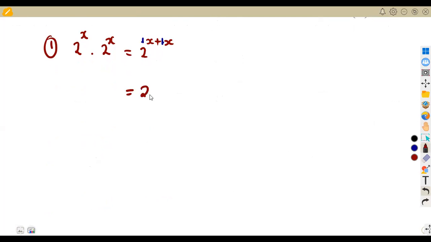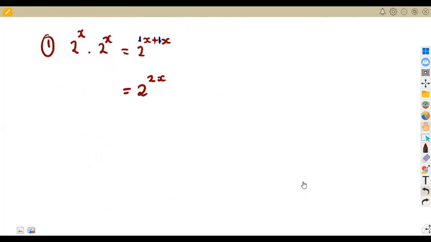So this will be 2 to the exponent of 2x. So this one, there's nothing I can do. I just have to leave it like that. I'm done, all right? That is how we can apply these laws.